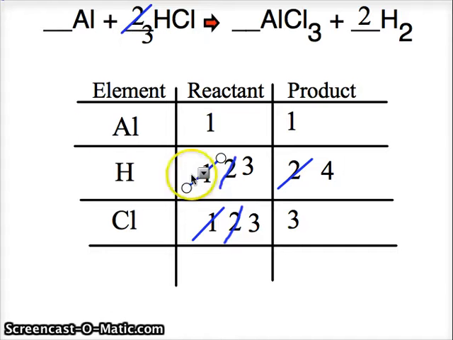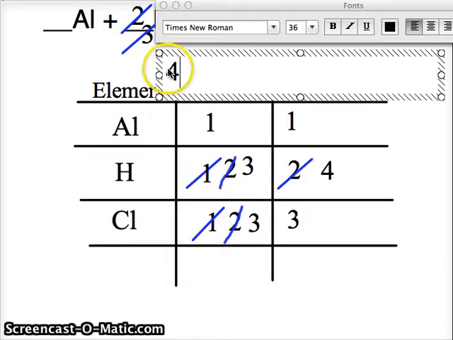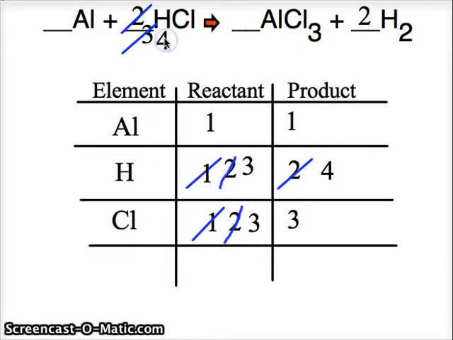But now I have to go back to here and change this 3 into a 4, and change the table. Change this 3 into a 4, and that also changes this 3 into a 4, but now this is still not right.